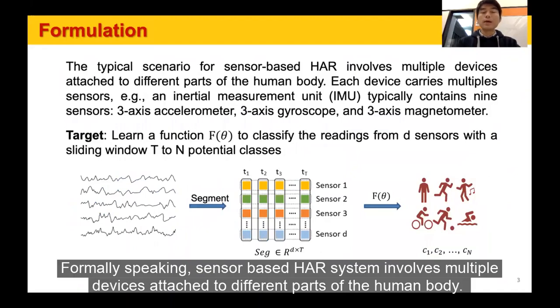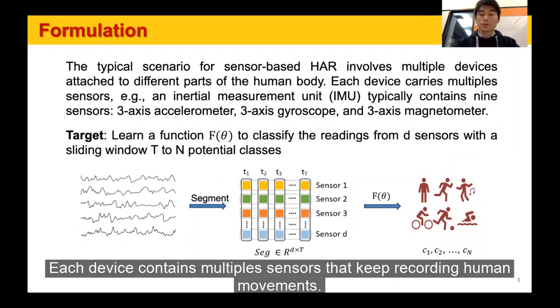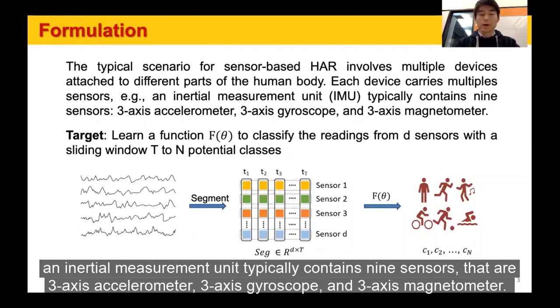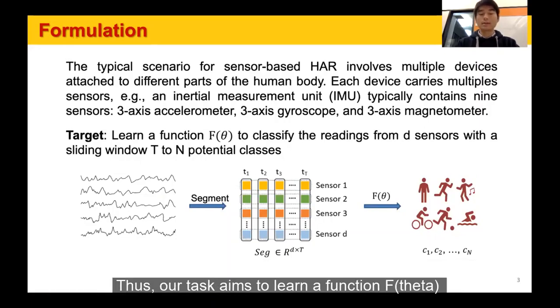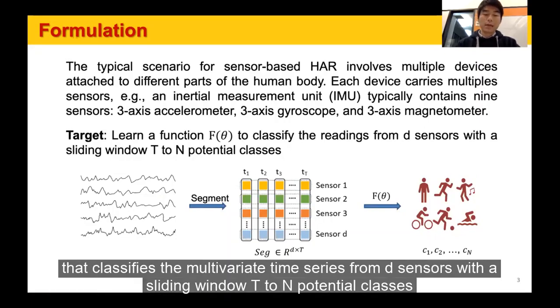Formally speaking, sensor-based human activity recognition involves multiple devices attached to different parts of the human body. Each device contains multiple sensors that keep recording human movements. For example, an inertial measurement unit typically contains 9 sensors that are 3-axis accelerometer, 3-axis gyroscope, and 3-axis magnetometer. Thus, our task aims to learn function f theta that classifies the multivariate time series from D sensors with sliding window T to N potential classes.